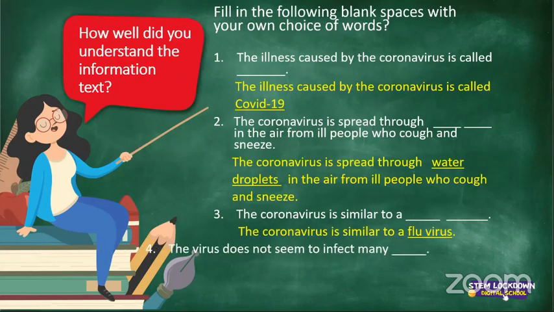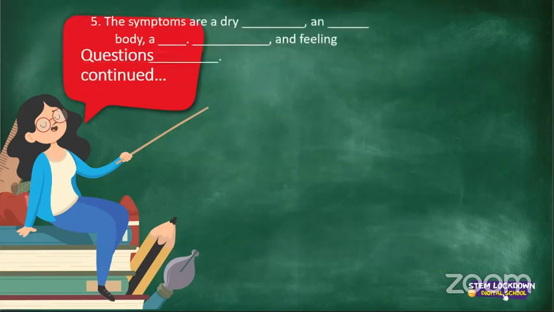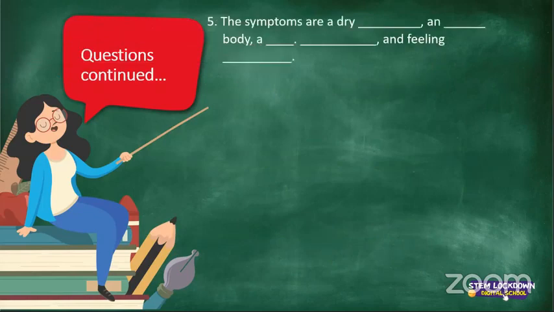Good. Number 4, the virus does not seem to infect many. What word would you put in there? Somebody's put children. It's true. Does not seem to affect many children. Good. Let's go on.